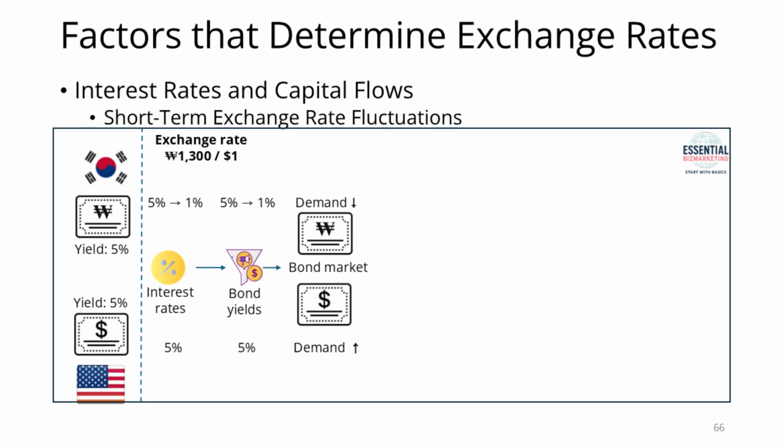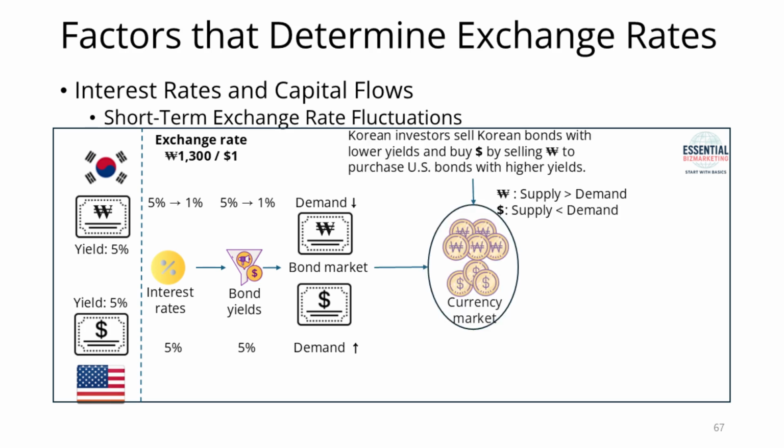Let's see how investors respond to changing yields. As Korean bond yields fall, investors reduce demand for Korean assets. At the same time, stable U.S. rates attract more capital into dollar-denominated bonds. Let's follow how capital flows affect the currency market. Korean investors sell low-yielding Korean bonds and exchange won for dollars to buy higher-yielding U.S. bonds. This increases the supply of won and the demand for dollars, creating pressure for exchange rate movement.